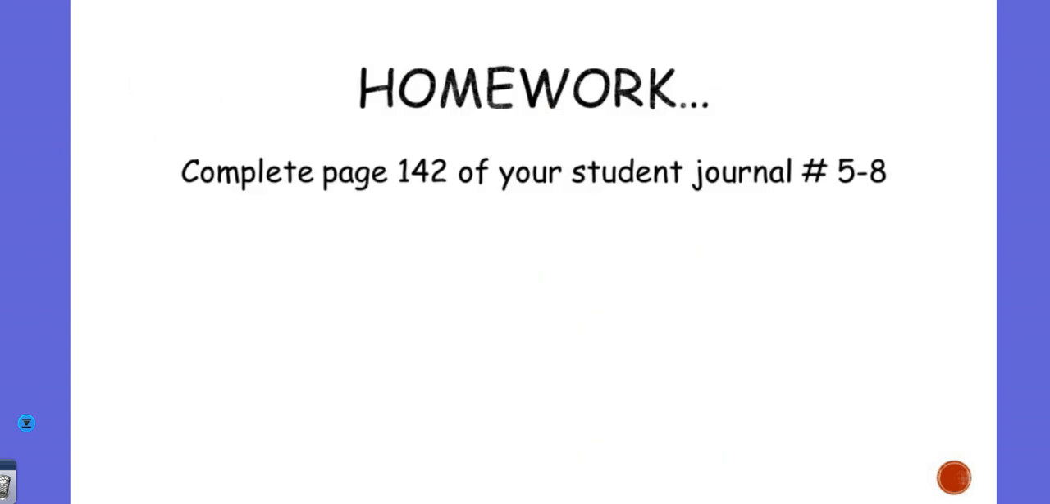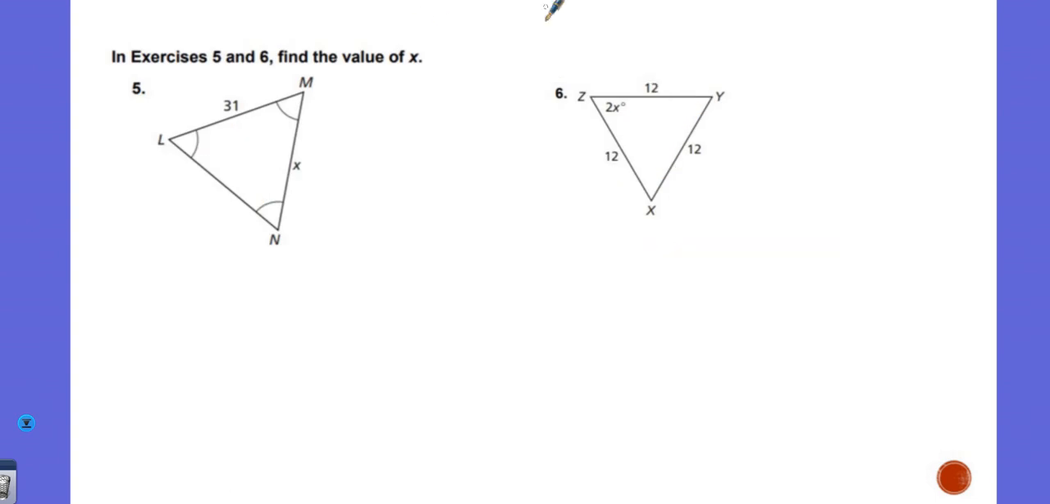Okay, so guys, we are doing page 142 of your student journal. We're going to do 5 through 8. Hear this out. Okay, it says find the value of x.